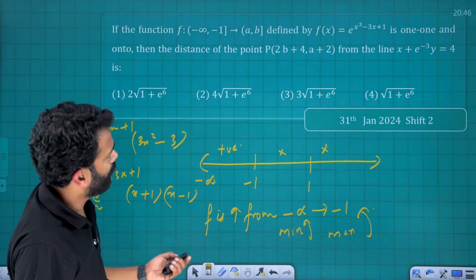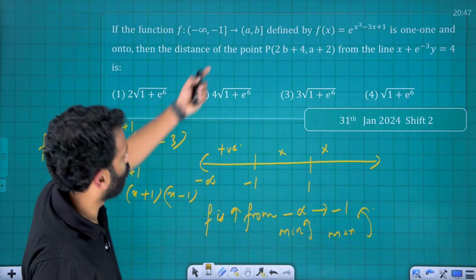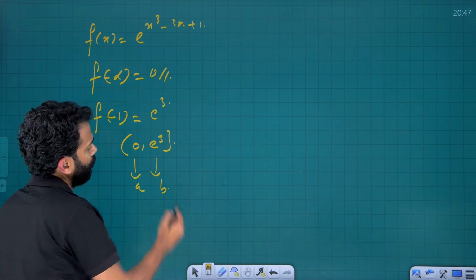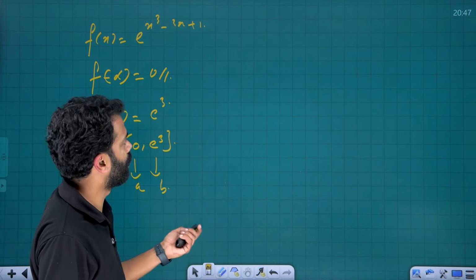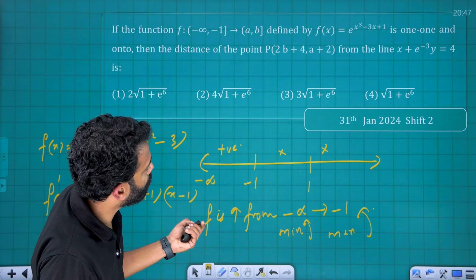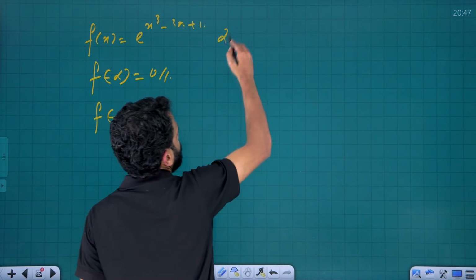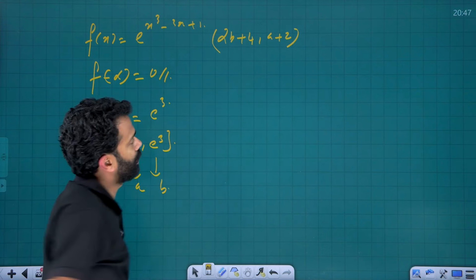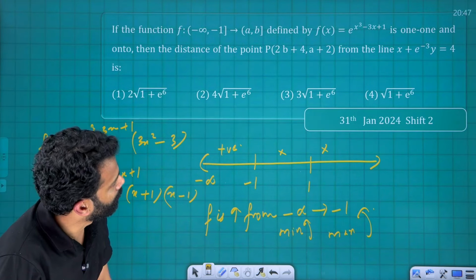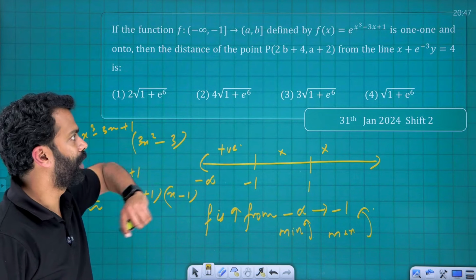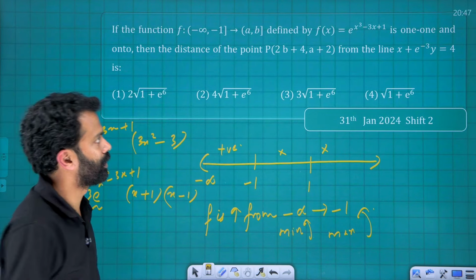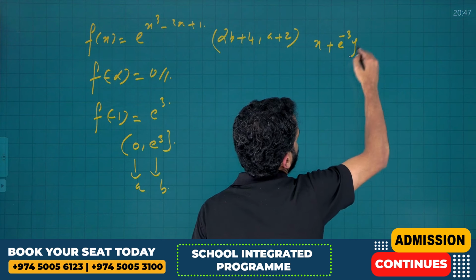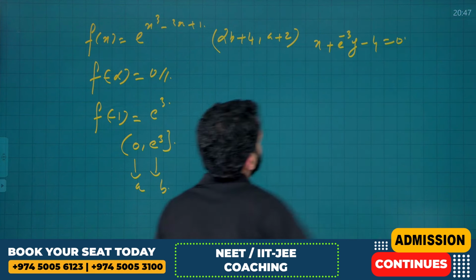Okay, I think this is the way they have packed it. Open A to B. This is A, and this is B. Now we need to write the line and the point here. The point is 2b plus 4 comma a plus 2, and what was the line? x plus e raised to minus 3 into y minus 4 is equal to 0.